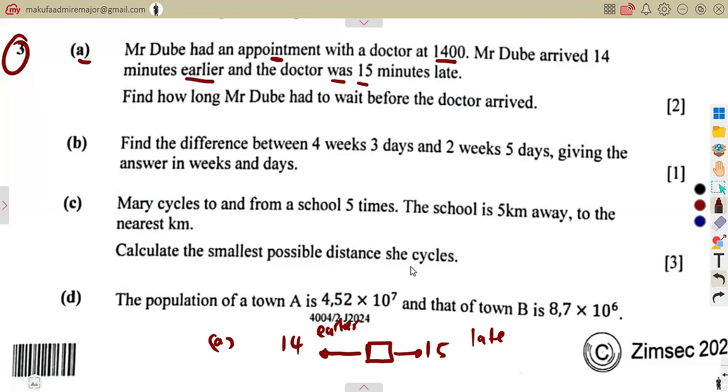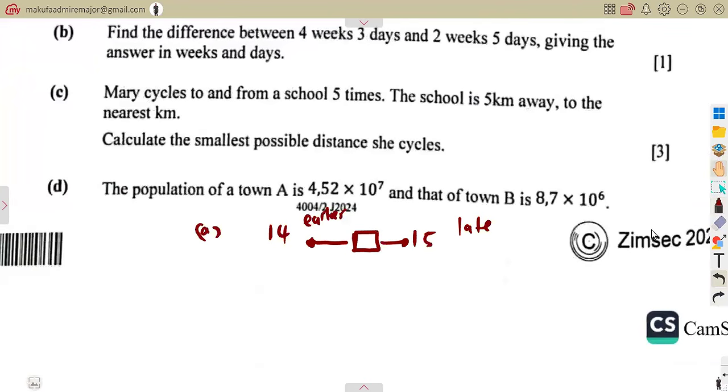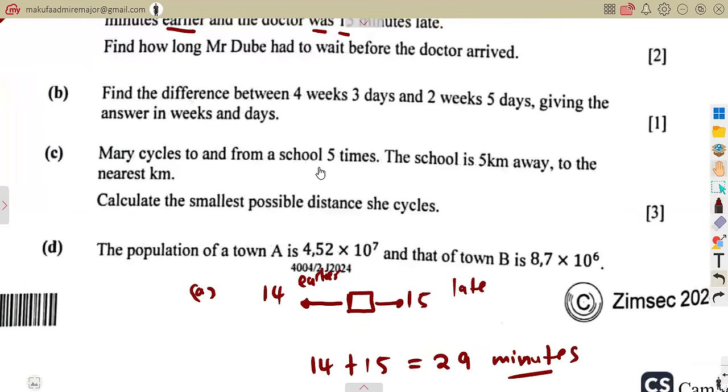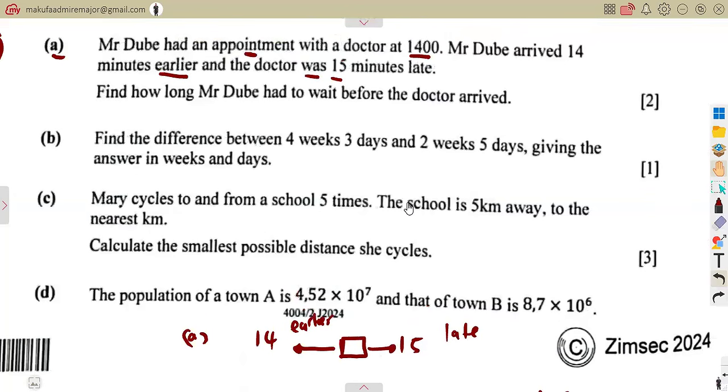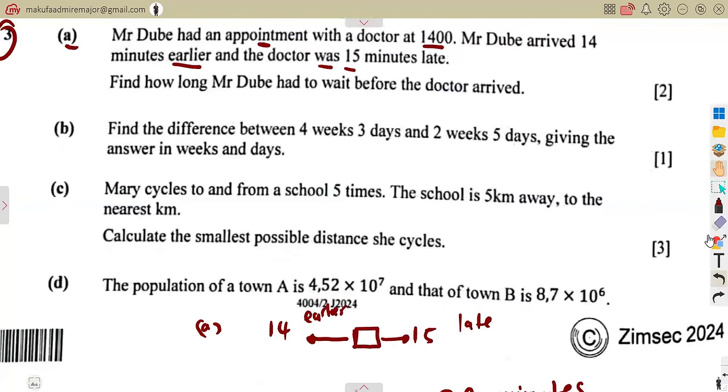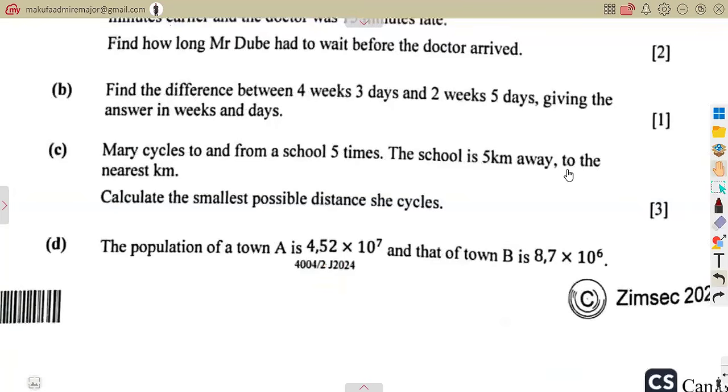The 15 minutes is for the doctor. He's late on his own time. This is it. So you're supposed to add the 2. So that is 14 plus 15, which is 29 minutes. So he was supposed to wait for 29 minutes. The 14 minutes is on his own. He was the one who was early. But he's supposed to cover that 14 minutes and also the 15 minutes of the doctor. That is the concept there. All right, so that was going to be 29 at the end.